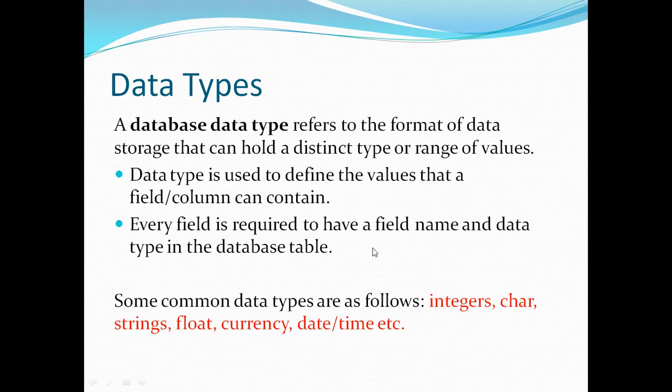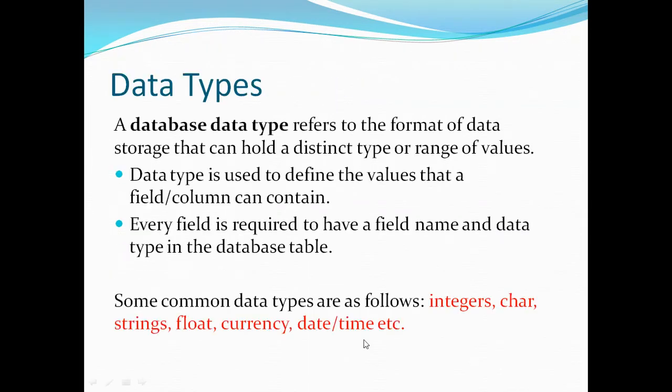Whenever we are creating a table in the database, every field is required to have two things. First is the field name and the other is the data type. Suppose the field name is roll number, the data type will be numeric. Suppose the field name is name, so what will be the data type? What kind of value will it hold? It will hold characters. So the data type will be character type.